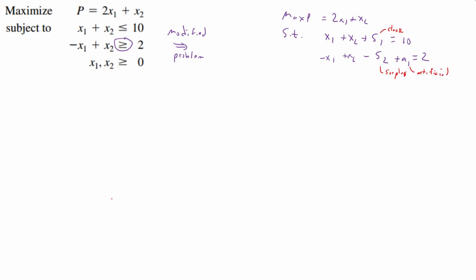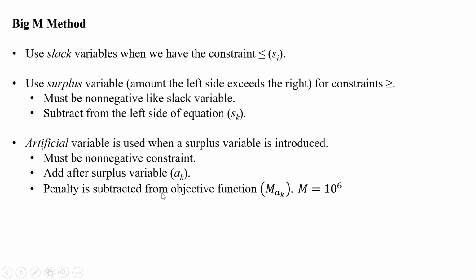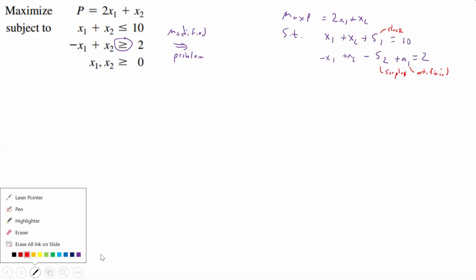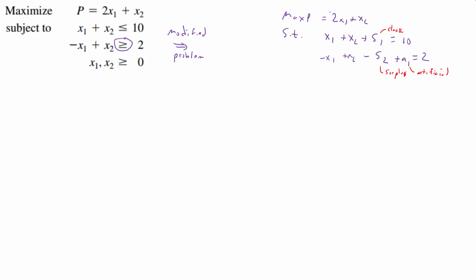Okay. And now up here, I'm going to add in my other piece. After the surplus, we add in this penalty. And so now my penalty is going to be what? Well, it's going to be subtracting off M A1 because I had one artificial variable. So I have to subtract that off of my objective function up here.